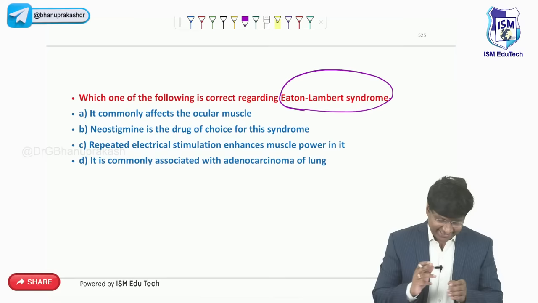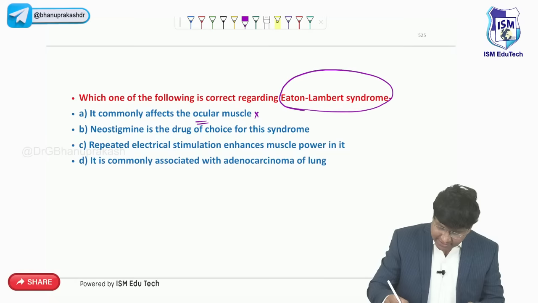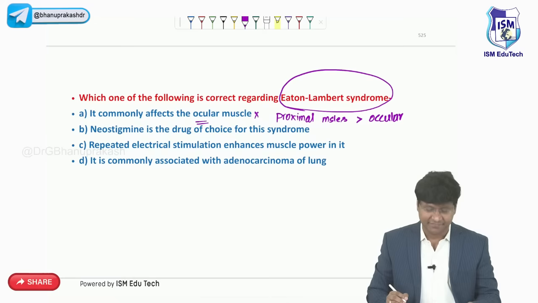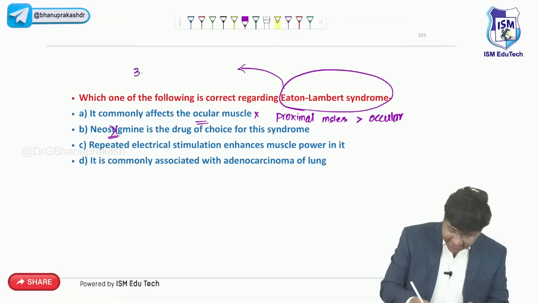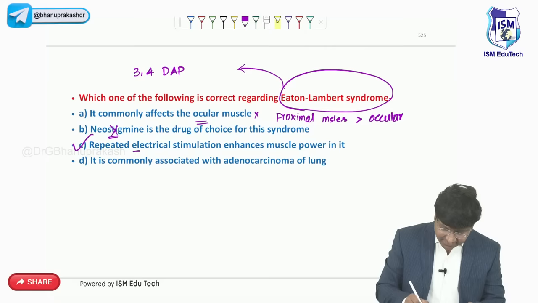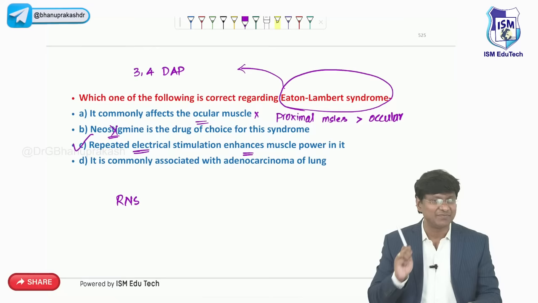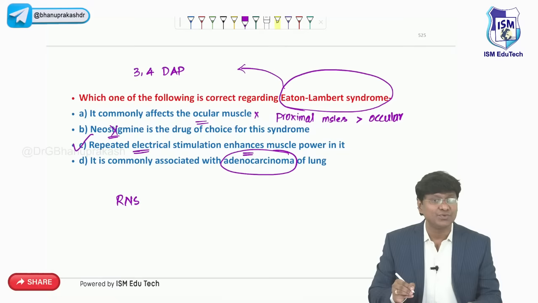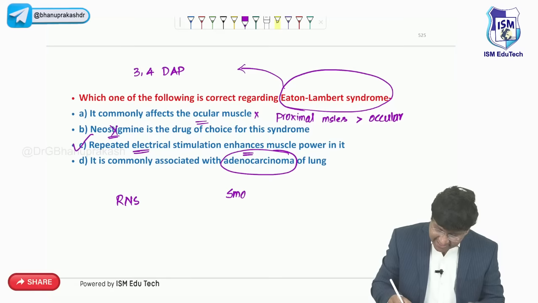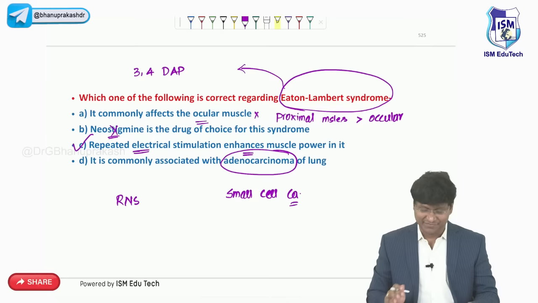Right. So if you take Lambert-Eaton myasthenic syndrome, it commonly affects ocular muscles is a wrong statement. It is the proximal muscles which are more commonly affected compared to the ocular muscles. Whereas in myasthenia, ocular muscles are commonly affected. And neostigmine is not the drug of choice. For Lambert-Eaton myasthenic syndrome, 3,4-diaminopyridine is the drug of choice. And what is the investigation of choice? Repetitive nerve stimulation will show you an incremental response. That will be the investigation of choice. And it is commonly associated with adenocarcinoma is an incorrect statement. It is commonly associated with small cell carcinoma of the lung. So that is about your Lambert-Eaton myasthenic syndrome.